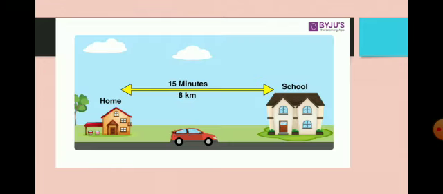In this figure, you can see that the total displacement is 8 kilometers, which is covered by a car from home to school in 15 minutes. So its average speed is 8 kilometers distance covered in 15 minutes.